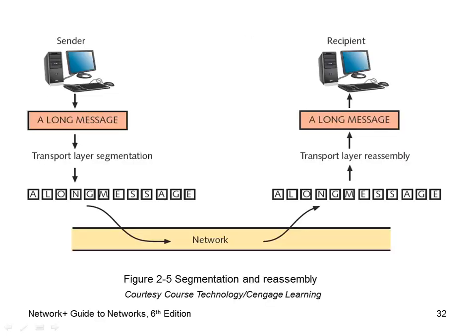So here they're kind of just showing segmentation. A long message, transport layer breaks it up. In their example, they put every character in a different packet. It gets sent over the network. The other end takes it and puts those packets back together so that you have what was originally sent.